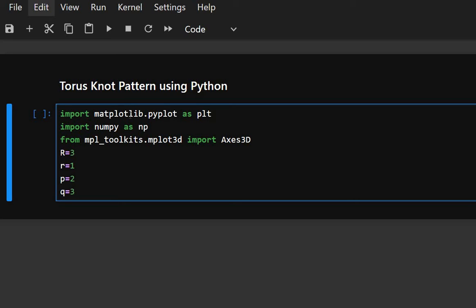And P and Q are the parameters that determine how many times the knot will wind around the tube and the hole of the torus. P is the number of times the knot winds around the tube of the torus, and Q is the number of times the knot winds around the central hole of the torus. In this case the values are set as P equals 2, so the knot will loop around the tube 2 times, and Q equals 3, so the knot will loop around the hole 3 times.